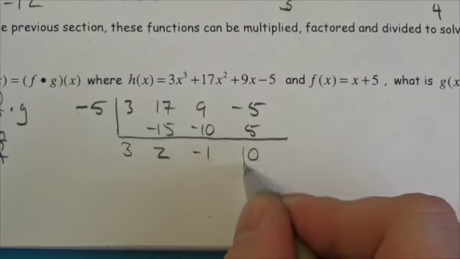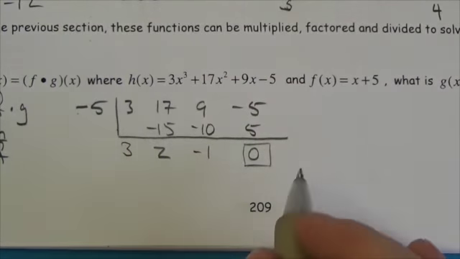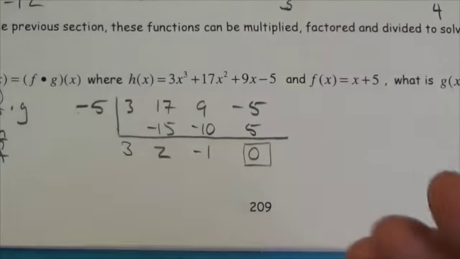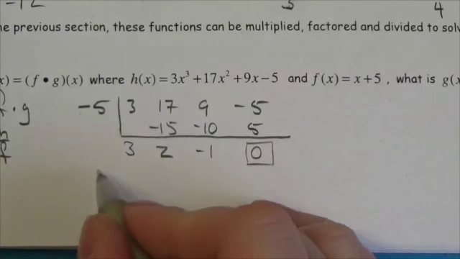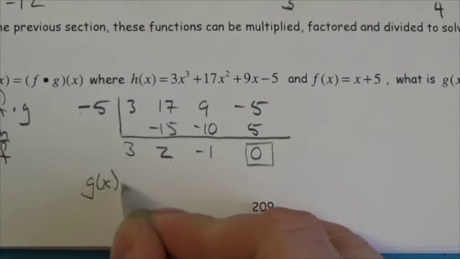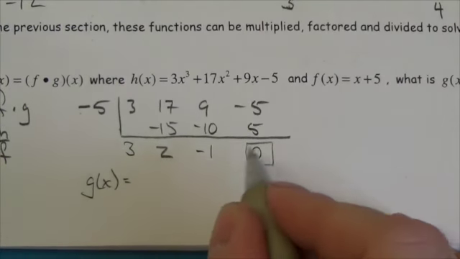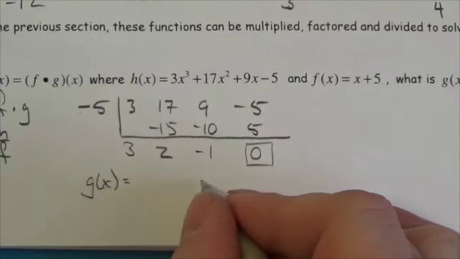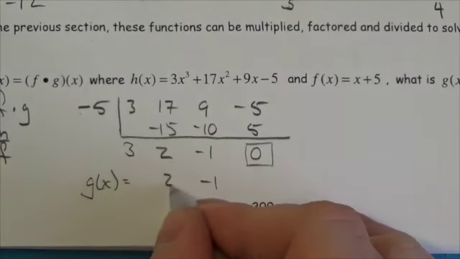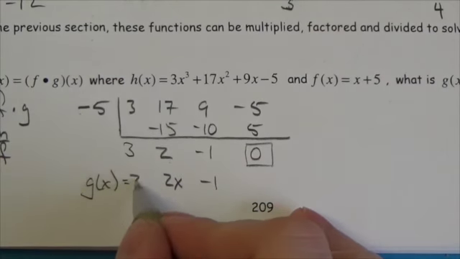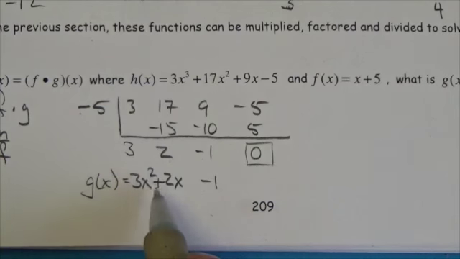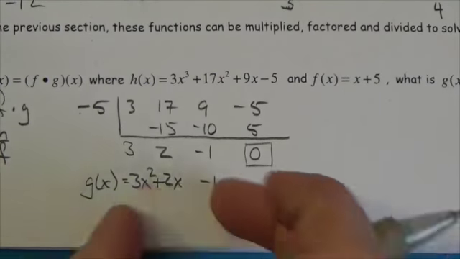I add those to get 0. There's my remainder, so my remainder is 0. What I'm left with here is my quotient, and in this case, more specifically, this is my g of x. Okay, so it's just a matter of interpretation. That negative 1, reading this way, is my remainder here. This is my constant, this is my linear term, and out here, this will be my quadratic term. So 3x squared plus 2x minus 1. That's the g that I'm looking for.